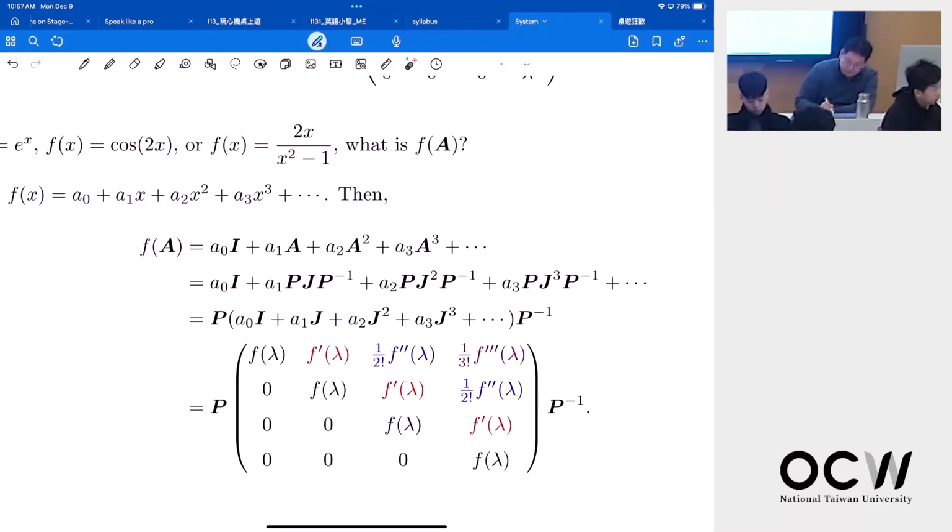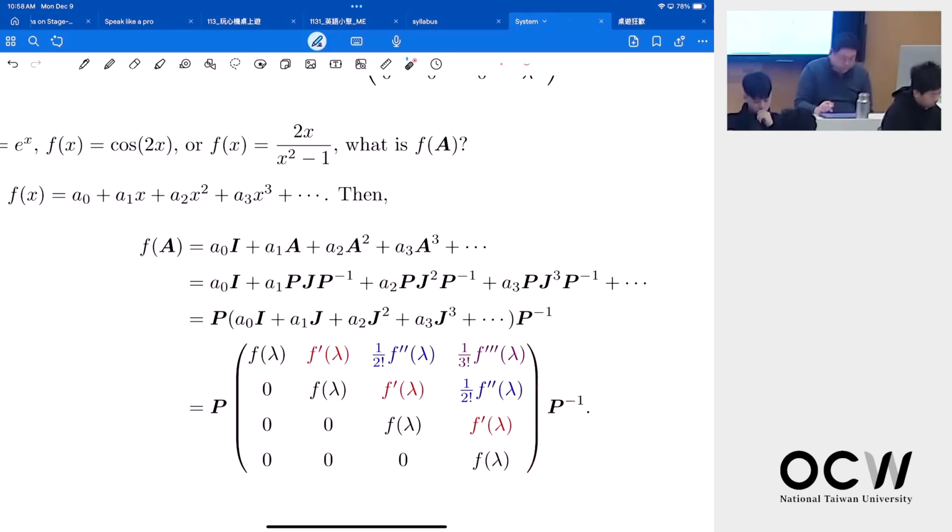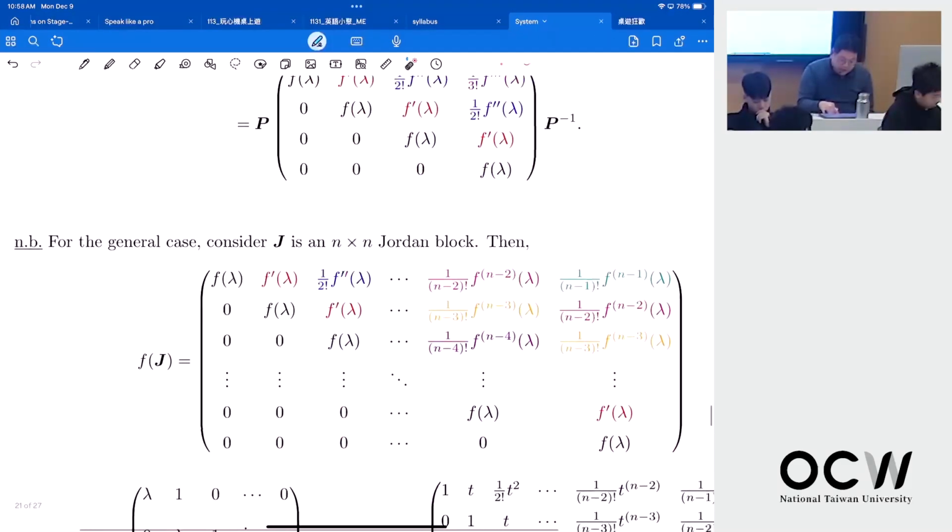The first, f of lambda. The second one, I take the derivative. Next one, I take the derivative again, but divide by 2 factorial. Next one, I will divide by 3 factorial. And then later on, you have 4 factorial, 5 factorial, and this is the final form.